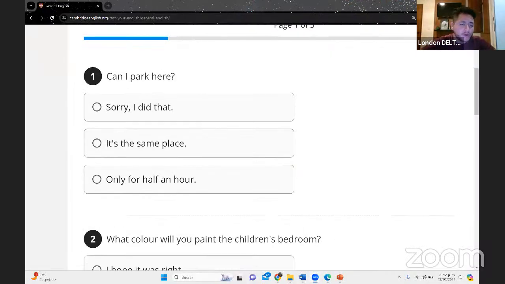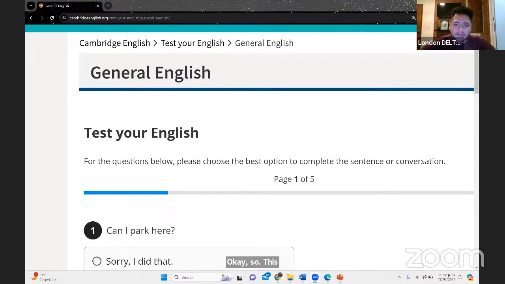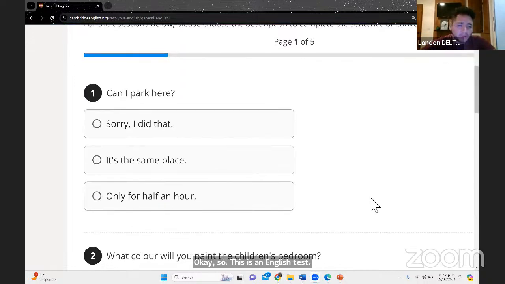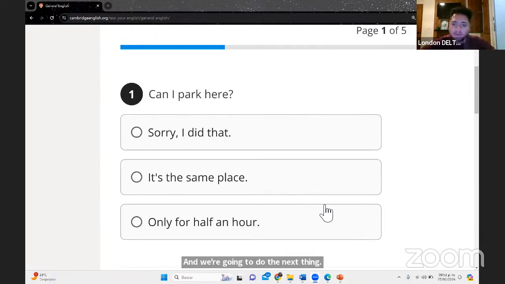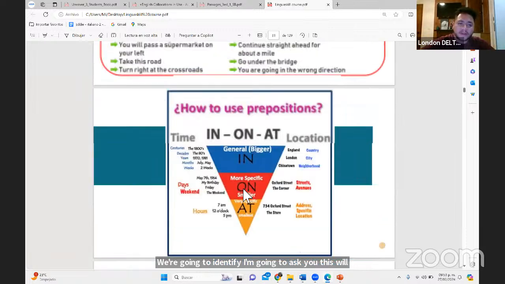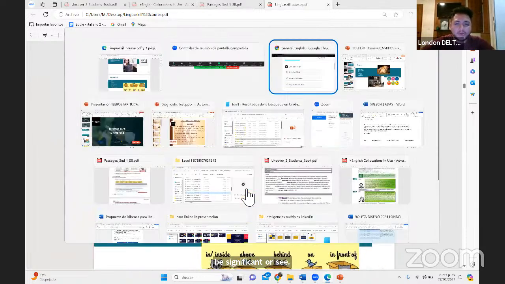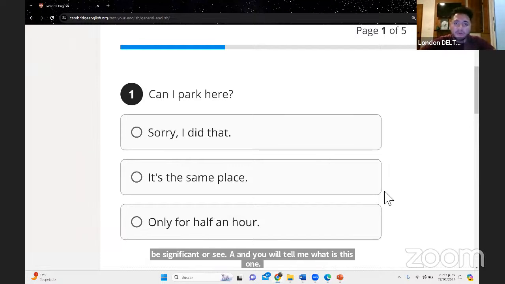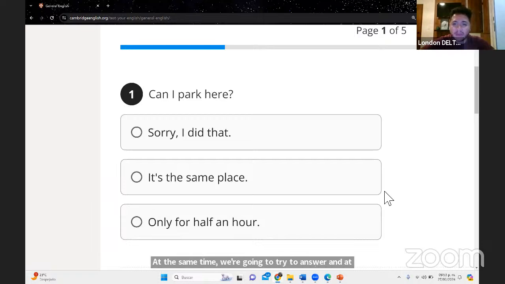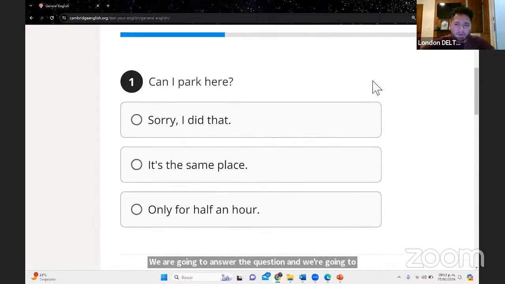Okay, so this is an English test of general English, and we're going to do the next thing. We're going to identify, les voy a pedir, identifica el sustantivo, identifica el verbo, identifica el adverbio, and you will tell me what this one is. At the same time, we're going to try to answer, and at the same time, we're going to identify the question. So we're going to do like 3 things. We're going to identify what kind of question this is. We are going to answer the question, and we're going to identify parts of speech. Okay, let's work on the next example.